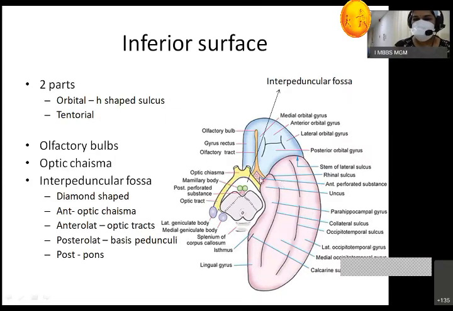The anterior perforated substance will be present in two: one on the left side, one on the right side. While this posterior perforated substance is in the midline, so it will be only single. Now what does this define? As the name suggests, it is perforated, that means the brain tissue is perforated here. And why is it perforated? It is because of the piercing arterial branches which are going inside.